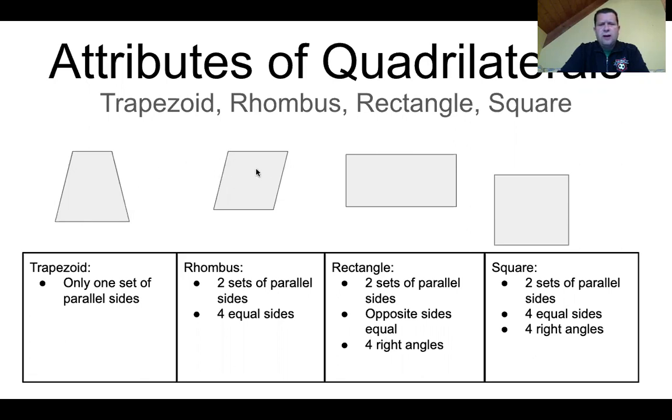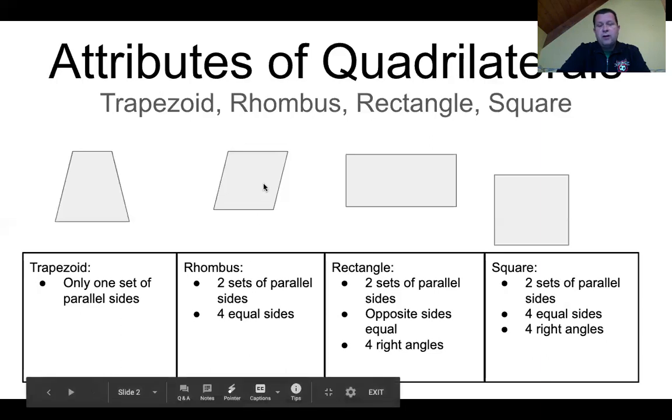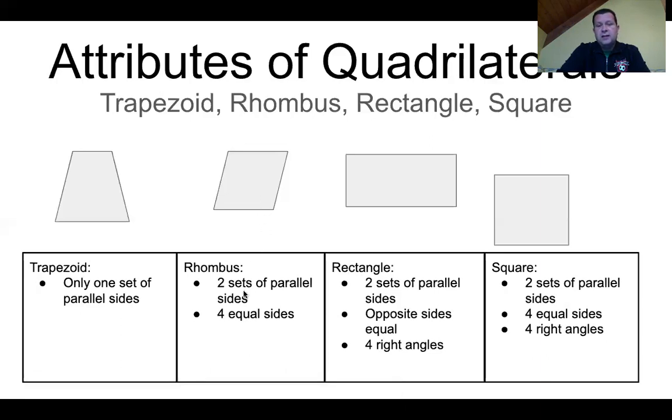Let's move on to rhombus. Okay, rhombus has two sets of parallel sides. Okay, 1 and 2. And what makes a rhombus is 4 equal sides. So I always say it's sort of like a square, and they push the top of the square and move it over. All right, so that would have 4 equal sides and 2 sets of parallel sides.